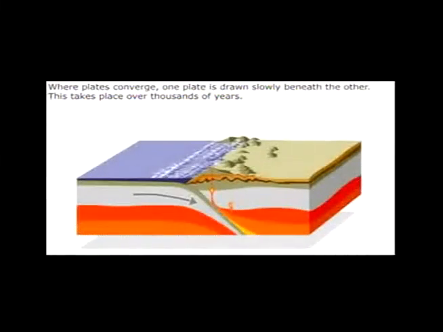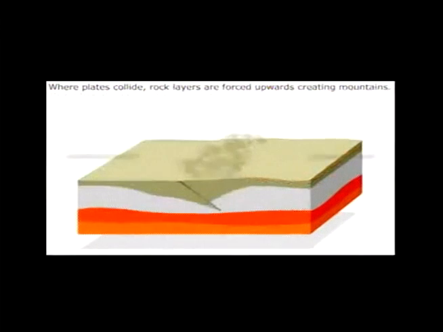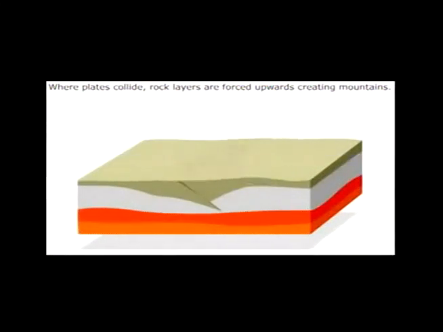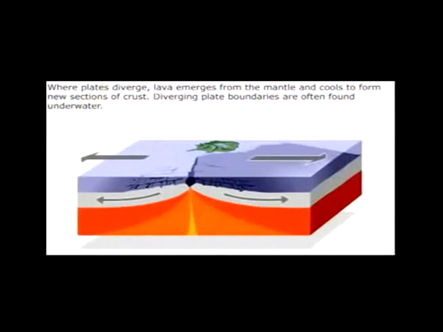Where plates converge, one plate is drawn slowly beneath the other. This takes place over thousands of years. Where plates collide, rock layers are forced upwards, creating mountains. Where plates diverge, lava emerges from the mantle and cools to form new sections of crust. Diverging plate boundaries are often found underwater.